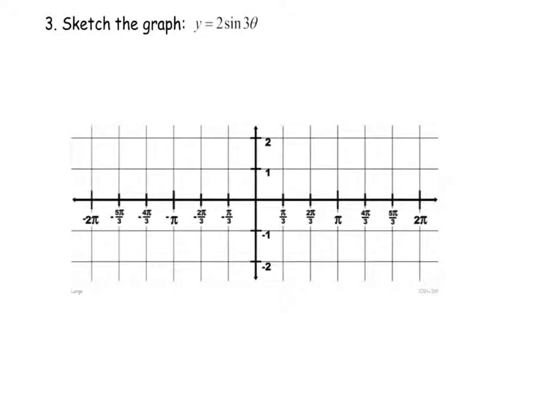On this next graph, we have to sketch the graph of 2 times sine 3 theta. So again, we are going to look at first the amplitude. And I know that the amplitude will be 2. The amplitude equals 2, so my graph will be stretched vertically. And because I have my sine 3 theta, horizontally the graph is going to be shrunk.